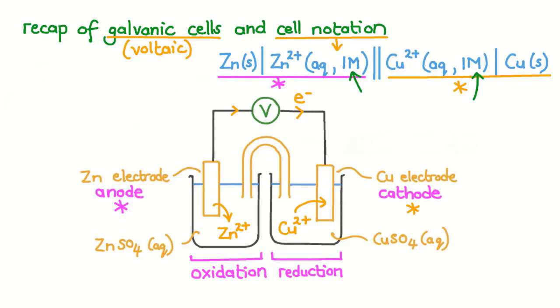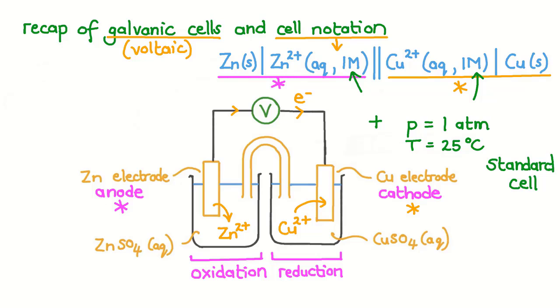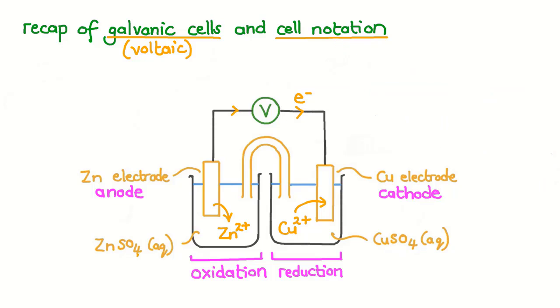When the starting concentrations of the electrolyte solutions are 1 mol per dm cubed or 1 molar, and the air pressure is 1 atmosphere, and the temperature is 25 degrees Celsius, we call this a standard cell. Spectator ions, in this case sulfate ions, are not included in the cell notation because they do not take part in the reaction.